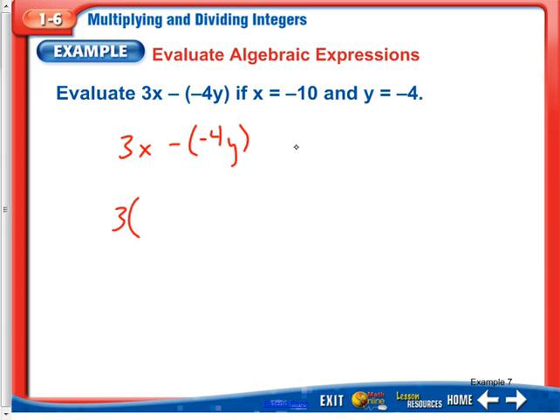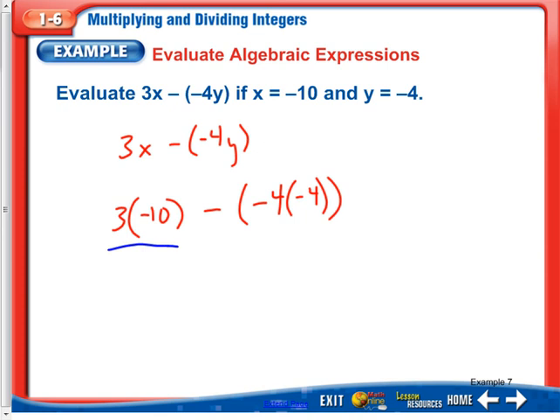So 3 times x is negative 10, and we're minus negative 4. I'll put this in parentheses, negative 4. Okay, now do this step by step. I know some of us are looking at this and we start seeing, oh, right here, okay, don't do that first. This is subtraction. You have to do your multiplication and division first, okay?